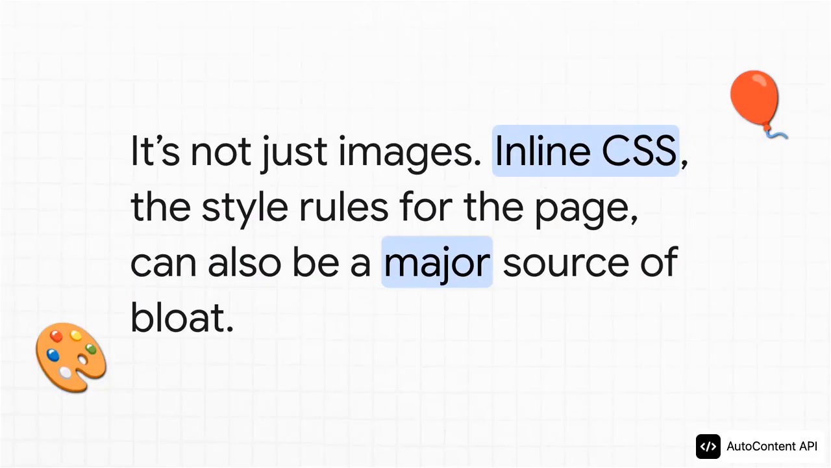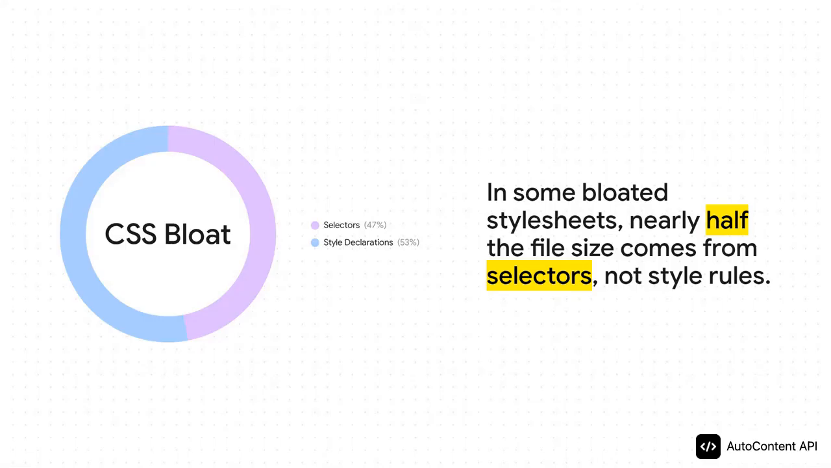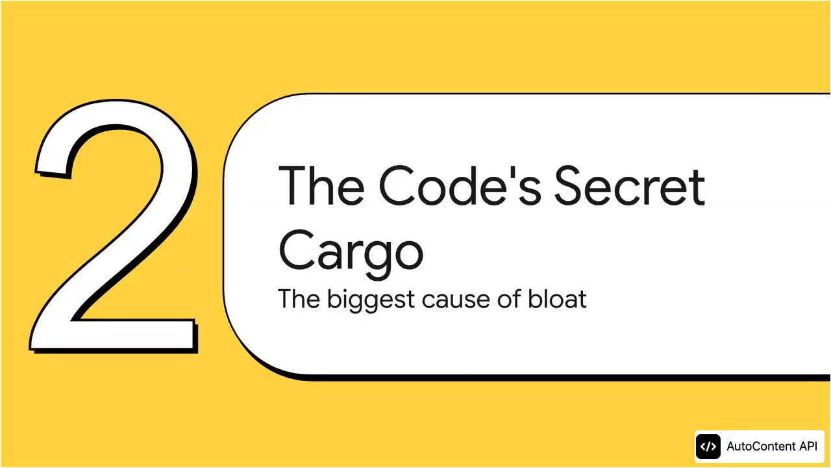And it's not just pictures, either. The same exact thing can happen with the code that makes a page look pretty, the CSS. You can stuff all those style rules directly into the HTML. And just like with the images, that file can balloon to an enormous size. And this is where it gets kinda wild. The inefficiency can be just staggering. In some of these bloated files, almost half the size comes from just the names of the elements being styled, not the actual style instructions themselves. That's a ton of repetitive, heavy text.